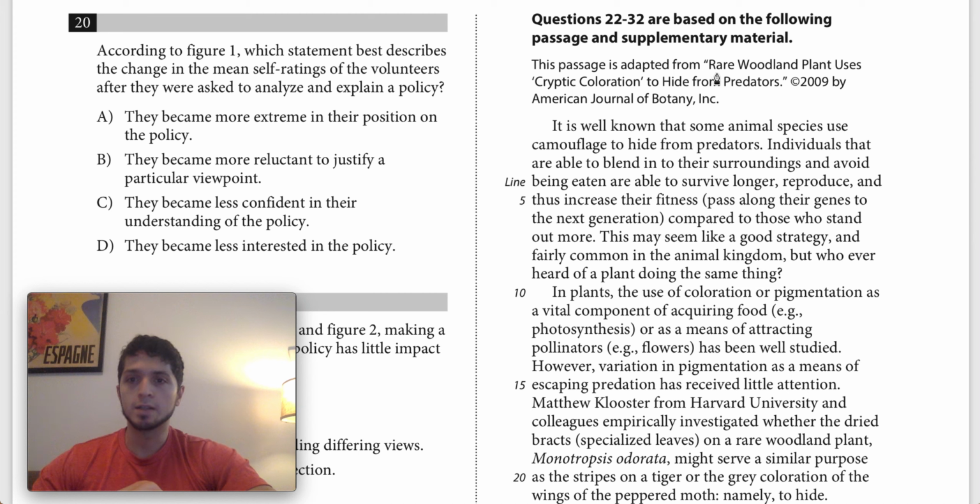So first thing we can look at is the title of this passage, which is How Rare Woodland Plants Use Cryptic Coloration to Hide from Predators. Doesn't really tell us too much right off the bat unless we know what cryptic coloration is, which is basically camouflage. And so this is saying that plants are using camouflage to hide from predators. Okay, gives us a little bit of insight.